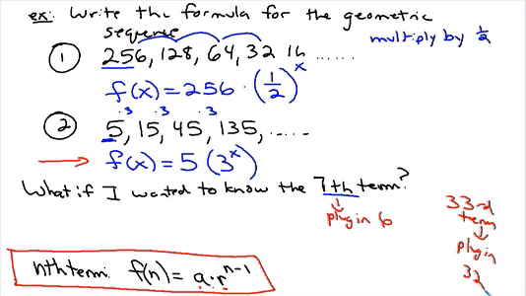All right? So on this problem, if I want to find the 7th term, I'm going to do f of 6. So that would be 5 times 3 to the 6th power. And let's take our calculator and find out what that is.